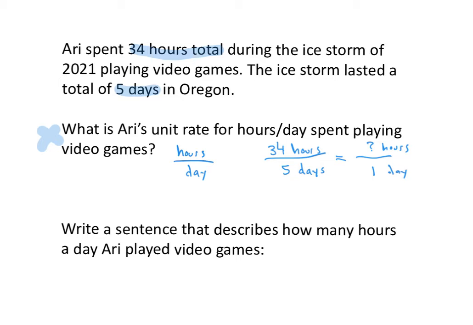And then it's going to ask you to write a sentence that describes how many hours a day Ari played video games. So this first question is kind of the math part, and the second question is, let's put that math into words now. A sentence stem might look like: Ari, I spelled your name wrong, Ari played blank hours in 1 day. So once you find your unit rate, you just fill in that blank.